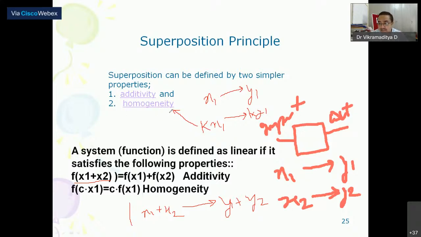And the element or the network which obeys both the principle of additivity and homogeneity, then I will say that yes, my system is a linear element or linear network or linear device, and it obeys the principle of superposition. I think it is clear. If not, you can write down in the chat box.